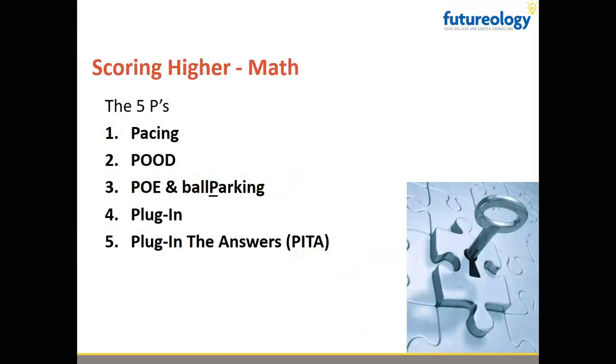So again, scoring higher in math, these are the 5 things that we want to do. Pacing, personal order difficulty. We've talked about process elimination a bunch and ballparking the last session. Plugging in.